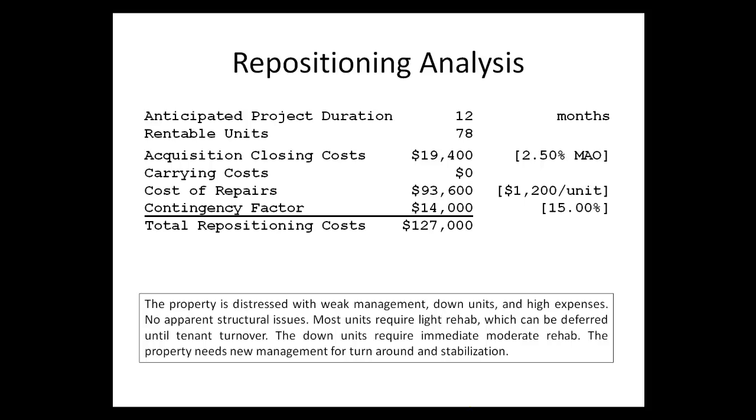There are no carrying costs because we are fitting the entire financing for this project into the current actual net operating income. Cost of repairs, we're guesstimating is $1,200 per unit. We'll know more once we get the property under contract and have a general contractor go through the property and walk every unit to determine a scope of work with cost estimates. We add a contingency factor, a fudge factor of additional 15% to come up with total repositioning costs of $127,000.